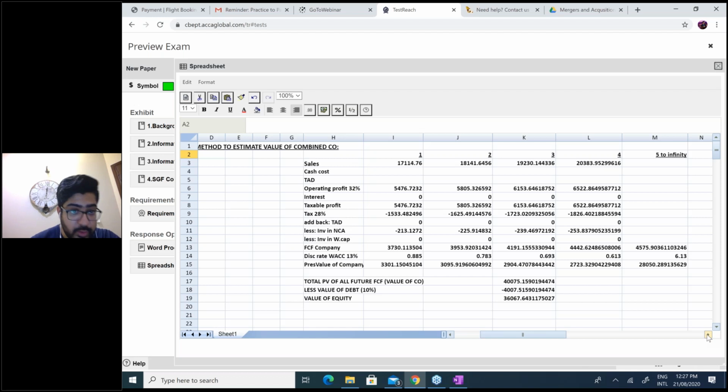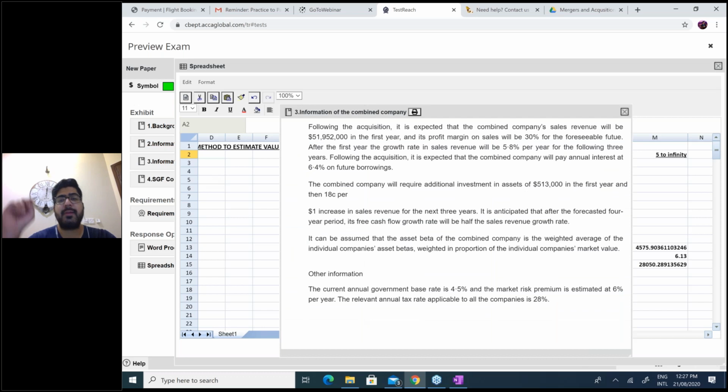Before using the FCF to company method to estimate the value of the combined company, I have to read the information of the combined company, right? Obviously, when estimating the value of Fodder, you use the data of Fodder. But when you're estimating the value of the combined company, use the data of the combined company. Just giving you a minute, please read the information of the combined company.